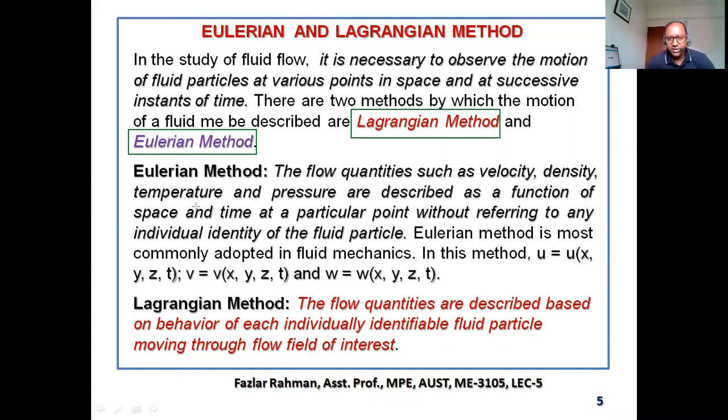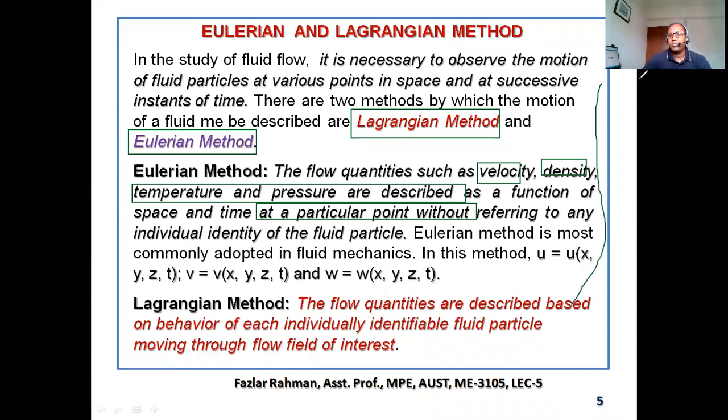So what is the Eulerian method? It describes flow quantities such as velocity, density, temperature, and pressure as a function of space and time at a particular point, without referring to any individual identity of the fluid particle. So you are looking at a certain point, what is the velocity of the fluid, what is the pressure of the fluid. That means if there is a river flow, at a particular point, say sitting right over here, you are measuring the fluid velocity, pressure, density, everything. So that is a function of space and time at a particular point without referring to any individual identity of the fluid particle.